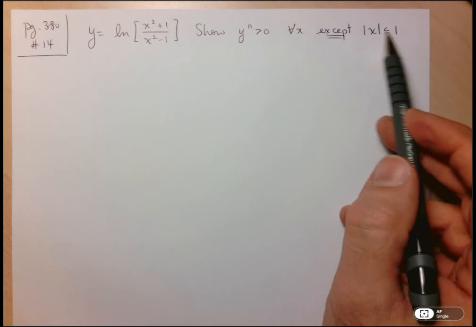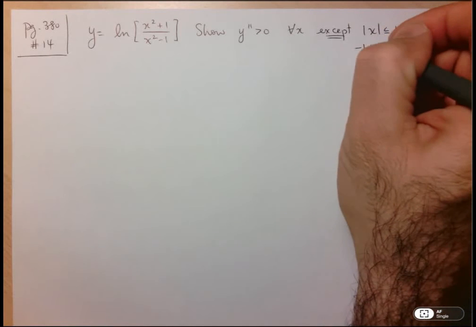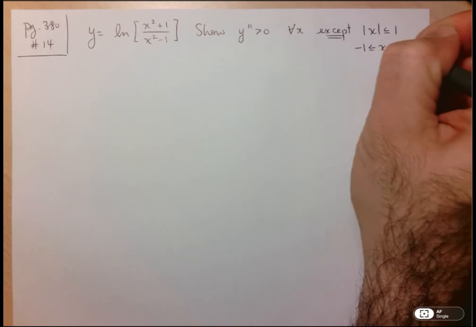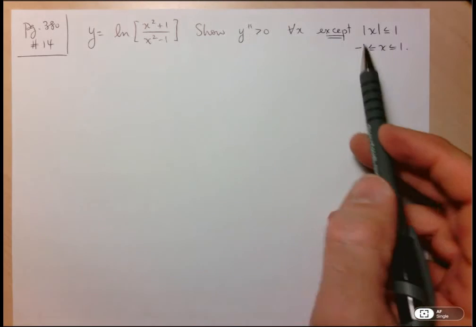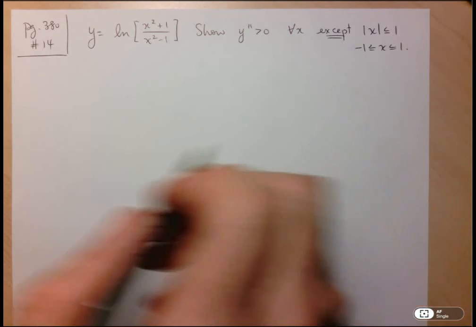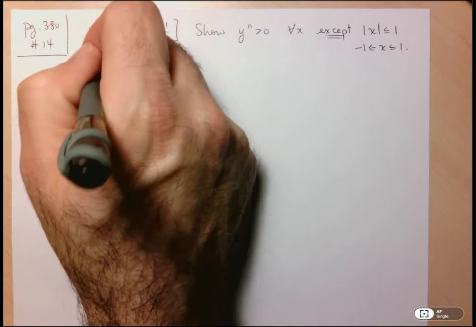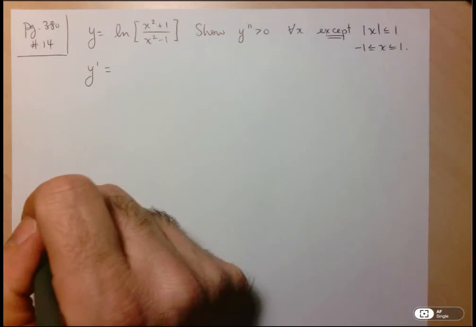So recall that this is just another way of writing -1 less than or equal to x less than or equal to 1. So we need to show the second derivative is positive for all x values except these. Okay, so let's start by finding the second derivative, which of course we do by finding the first derivative first.